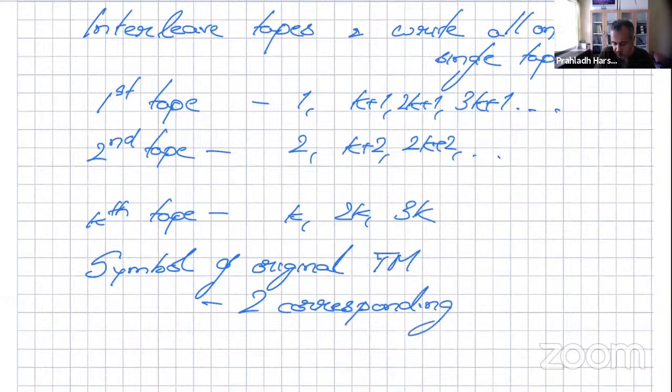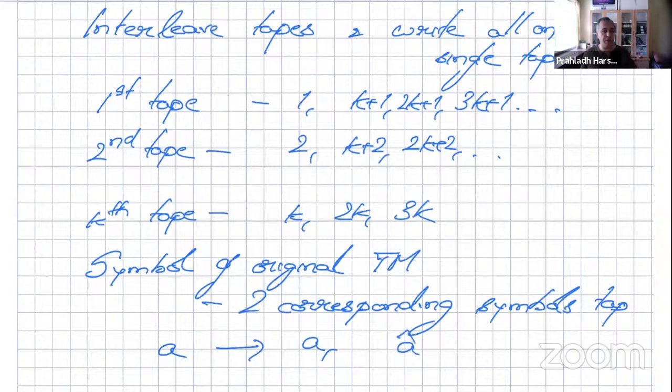Two corresponding symbols in the single tape version. That is, if A was a symbol there, there'll be A and A hat, two alphabets over here. What does A hat denote? A hat denotes that the head is present on this location. A is just this one.